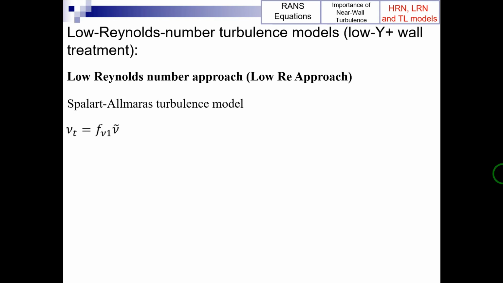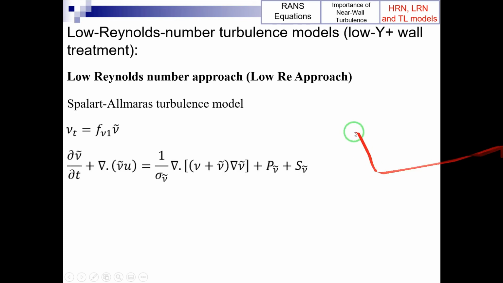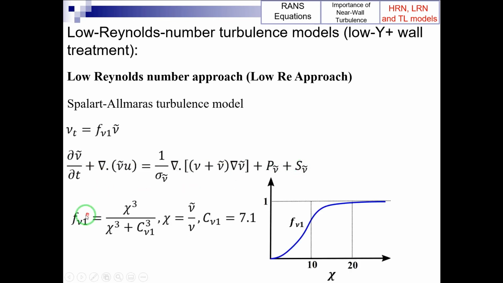The Spalart-Allmaras turbulence model, which is a one-equation turbulence model based primarily on empiricism and dimensional analysis, solves this transport equation here to determine the modified diffusivity, which is related to the turbulent eddy viscosity using this equation. Here P is the production term and S is a user specified source term. F nu1 is defined here, and we can see the behavior of this damping function with respect to chi.